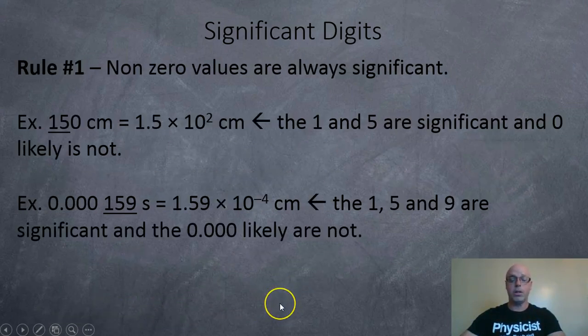Rule number 1, just to break it down into small rules: non-zero values are always significant. So for example here, 150 centimeters, the 1 and the 5 are not zeros, so we keep them when we write it in scientific notation. Down here, 0.00159 seconds, the 159 are not zeros, so we keep them. And in both cases, we drop the place-holding zeros.